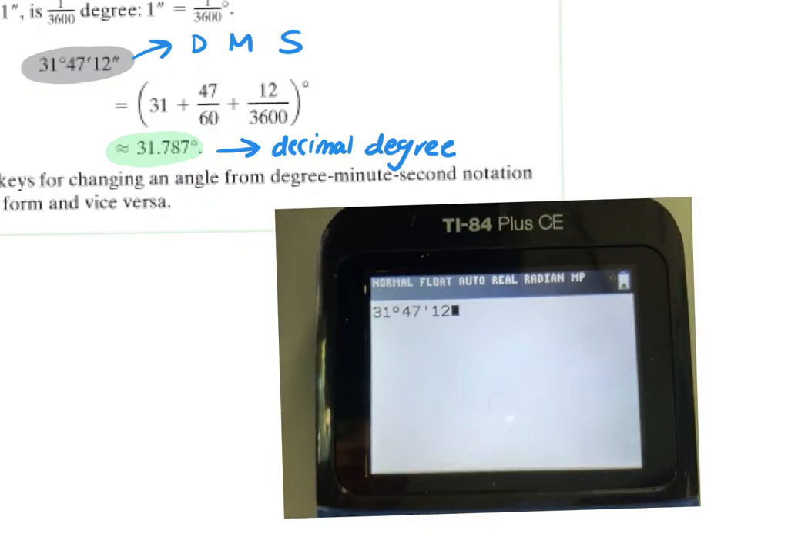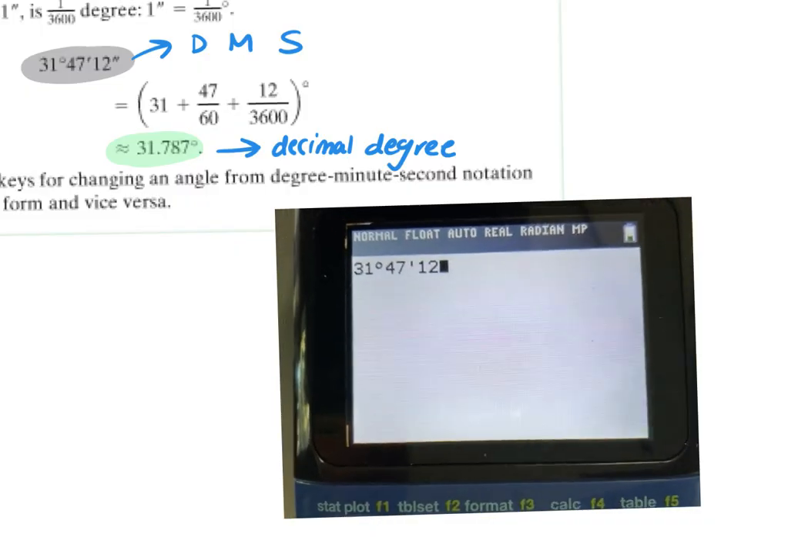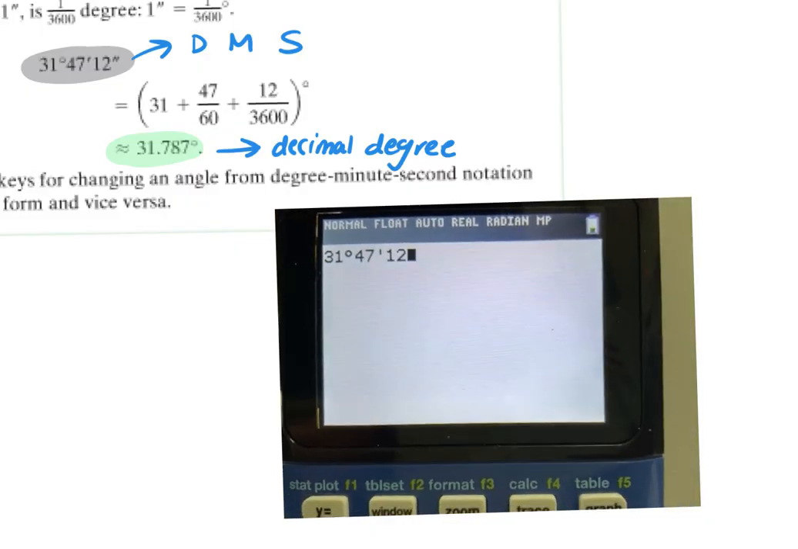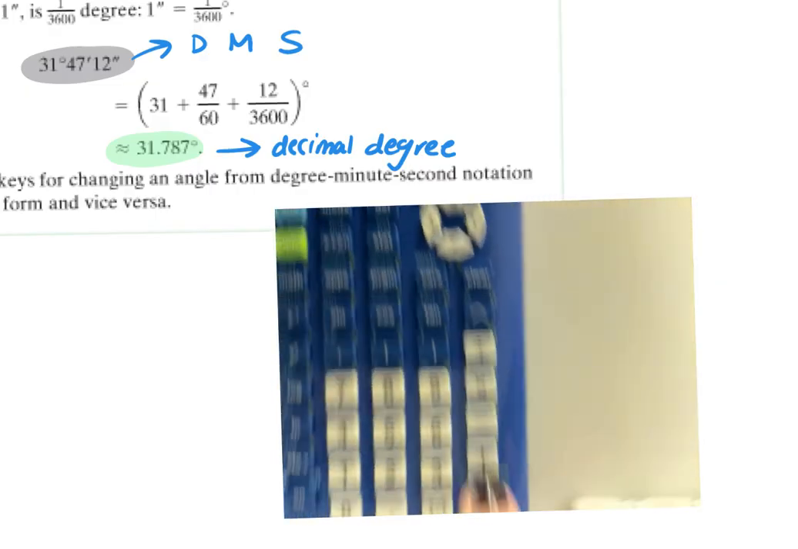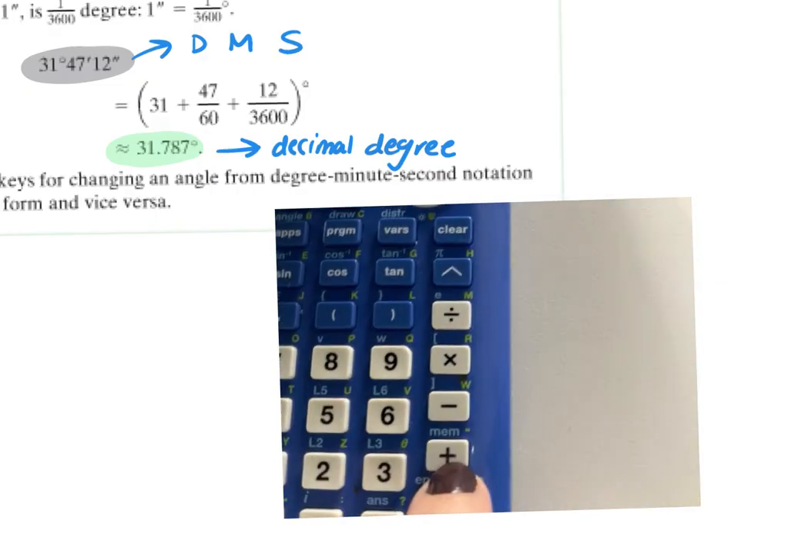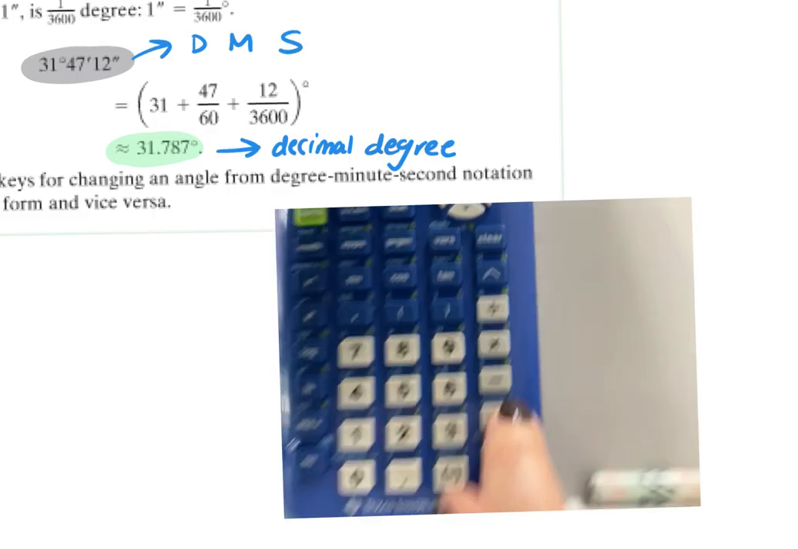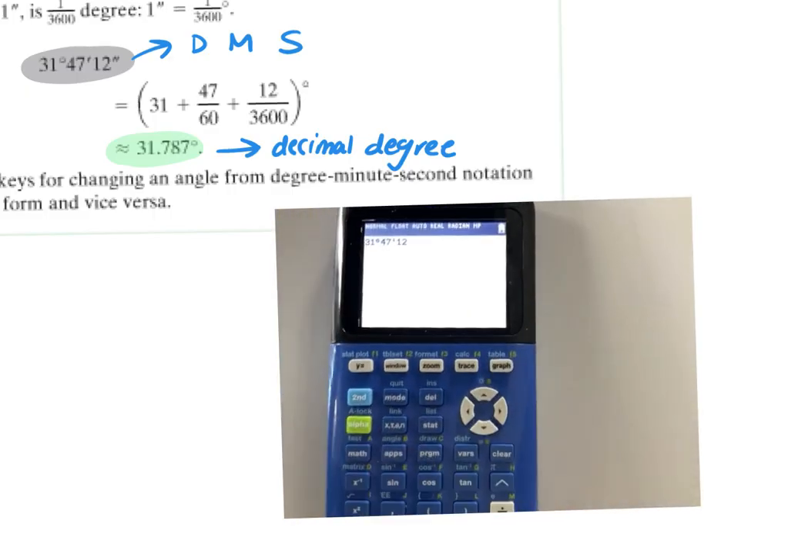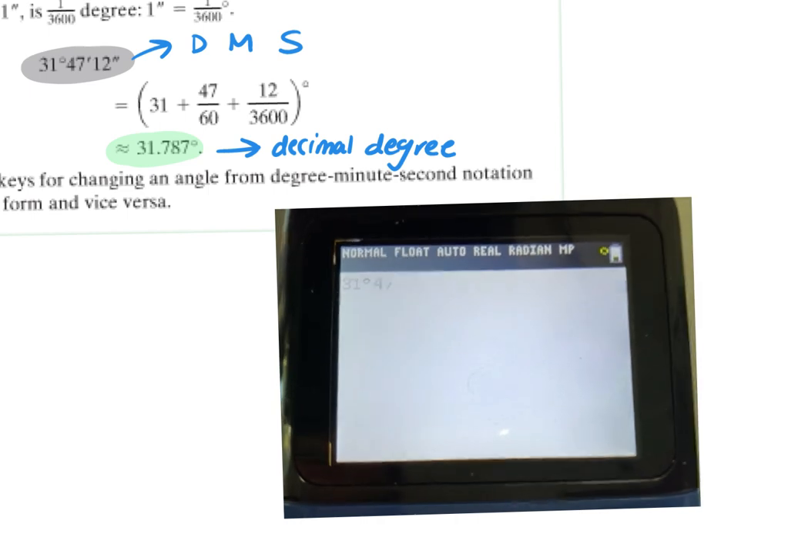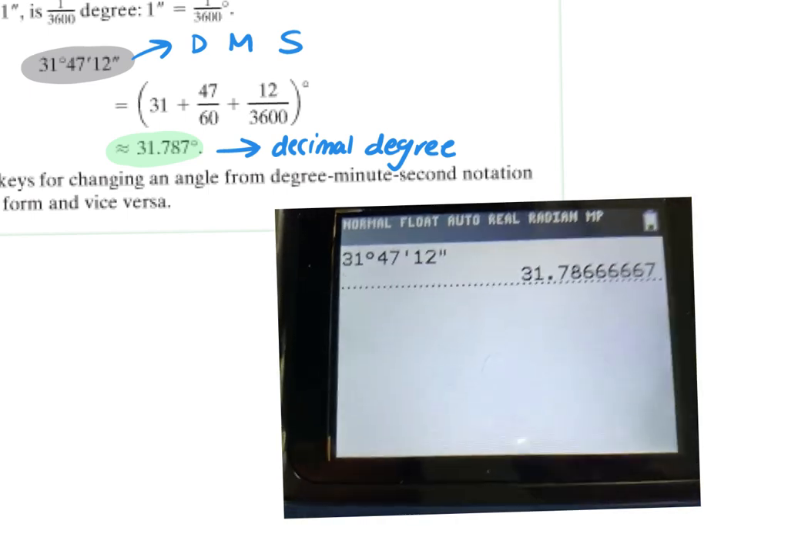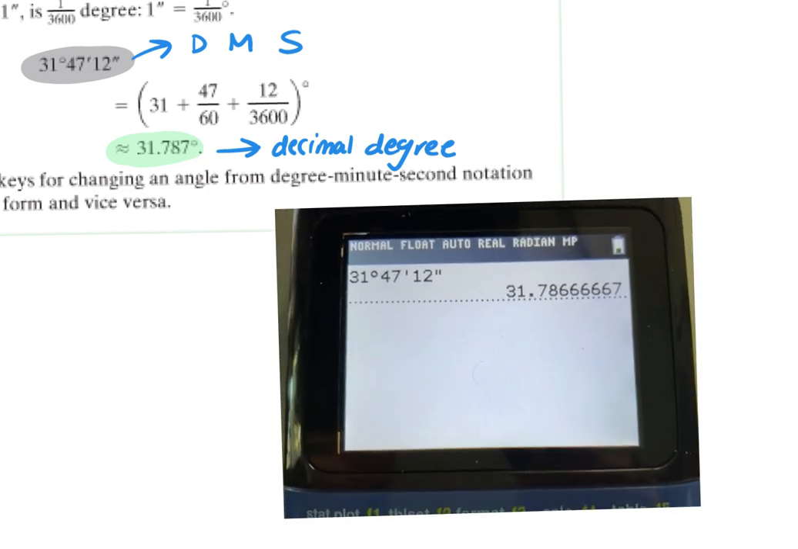And then I hit 12, and I get what you're thinking. Go back to the same menu because it would make sense that it's there, but it's not. I don't know if they forgot about it and had to add it in later. It is actually above your plus symbol, and it is green, which means you have to hit alpha plus, and that's where you get your double tick mark. And then you hit enter, and it's going to convert it into decimal degree.